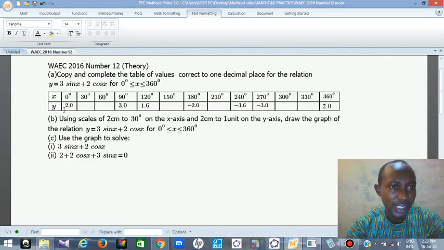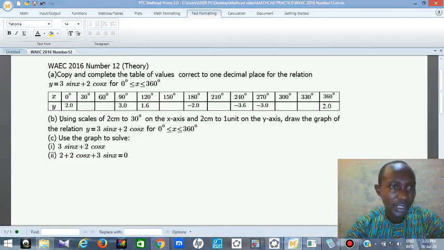All you need to do when x is 0 degrees is substitute 0 degrees here, and here, and solve. Use your calculator and simplify it. You will see that you are going to get 2.0, because the question says we should work with one decimal place. But now we are going to complete the table, so let's leave that for now.